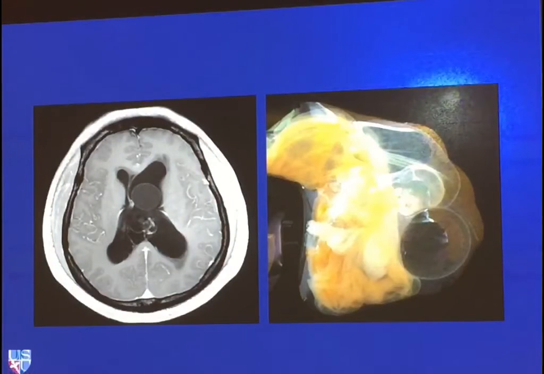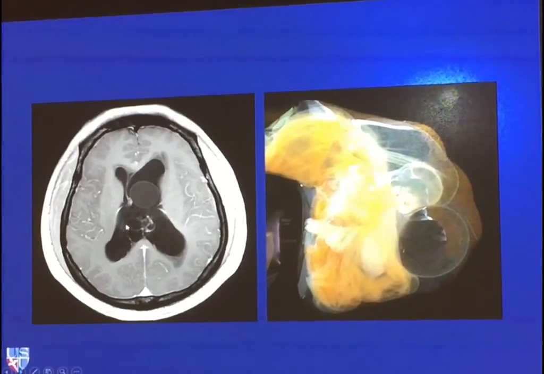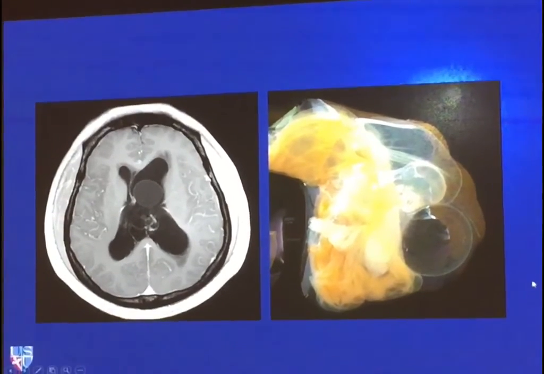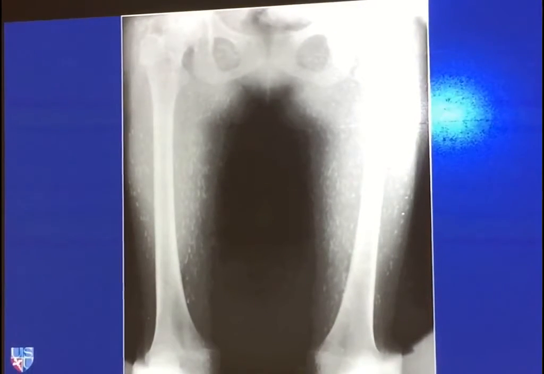Here's another example. This is a post-contrast T1 weighted image where we have this complex cystic mass occupying the lateral ventricle. And here's the gross specimen. And then here is a soft tissue form of disease. This is going to be end-stage disease, multiple tiny calcified lesions occupying the soft tissues of both thighs.